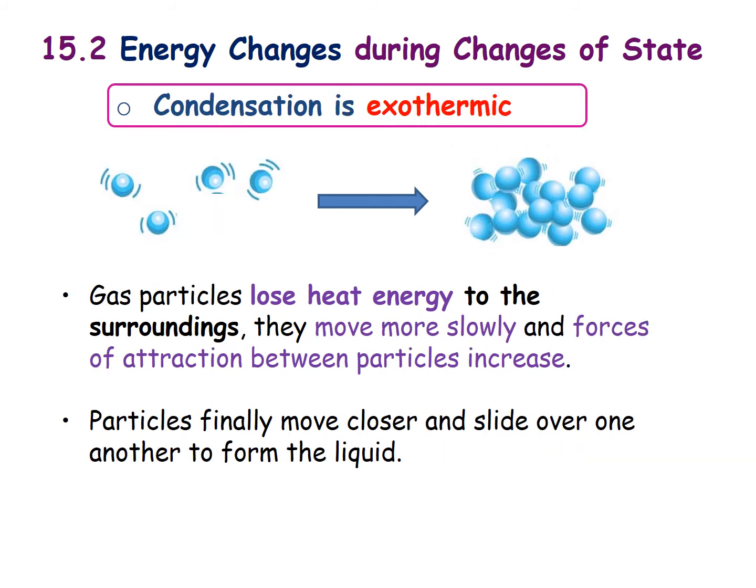Condensation is also exothermic. For example, when steam changes to water. Particles in steam are higher in energy than particles in water. So, for steam to change to water, this so-called excess heat must be given out. As particles in steam lose heat, they move more slowly and start to attract each other again. When particles move close enough together and can only slide over one another, water is formed.